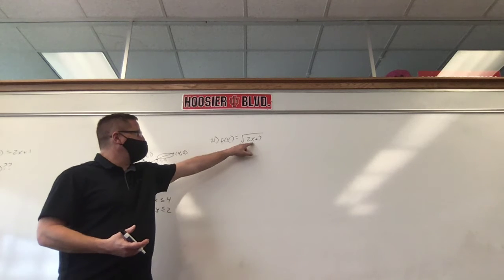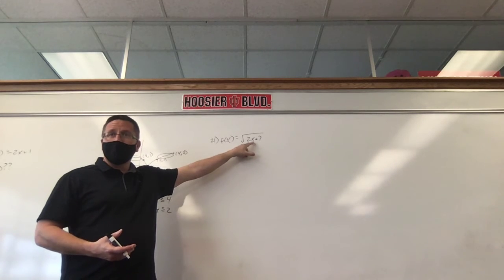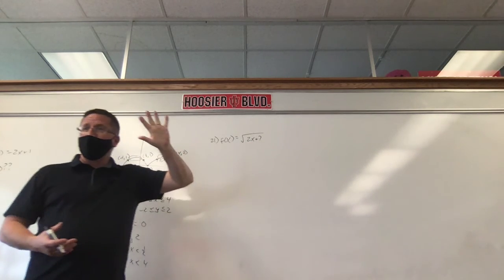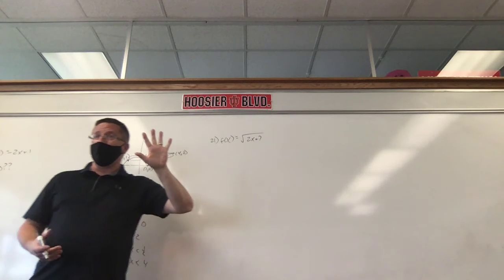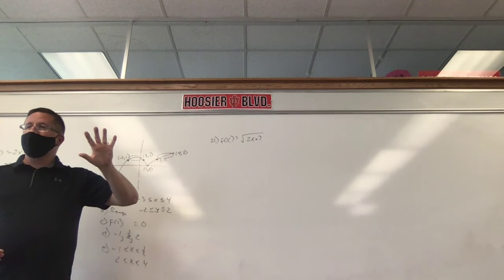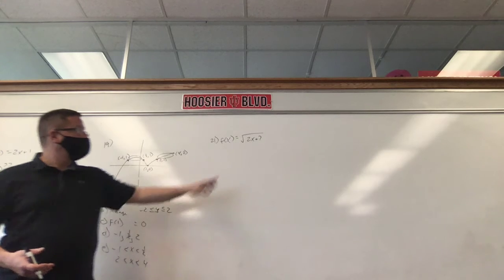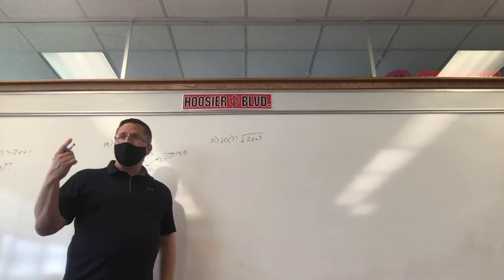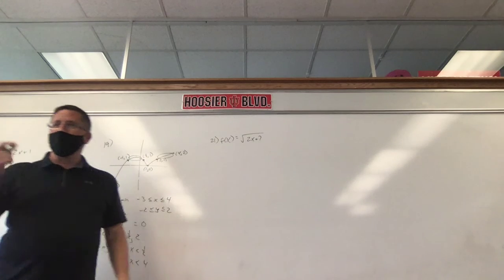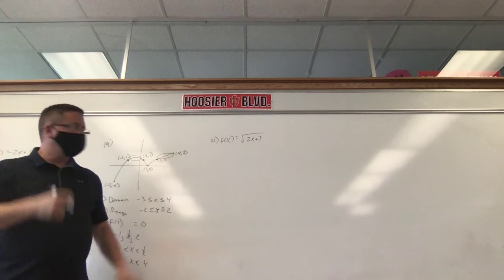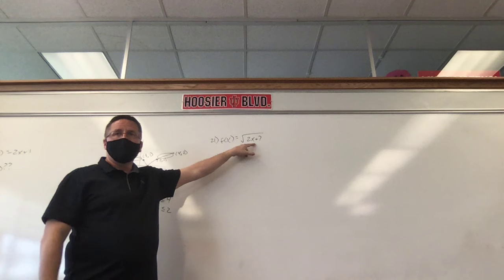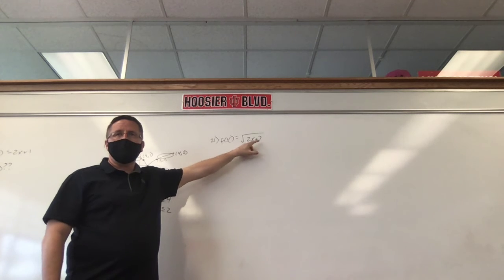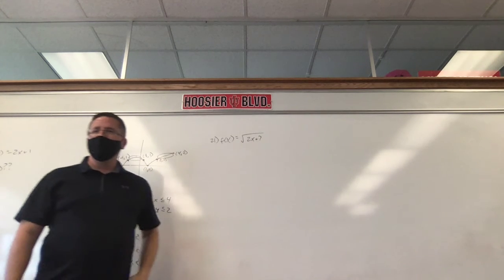If I plug in -1, 2 times -1 is -2. -2 plus 7 is 5. I don't know the square root of 5 exactly, but we can take the square root of 5, okay? -3 is okay. 2 times -3 is -6. -6 plus 7 is 1, and the square root of 1 is 1. What's wrong with -4? 2 times -4 is -8. -8 plus 7 is -1.